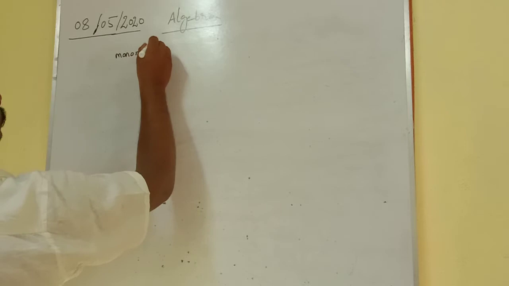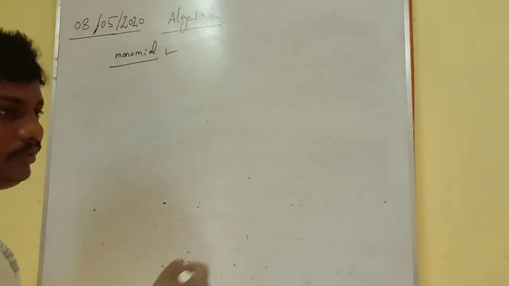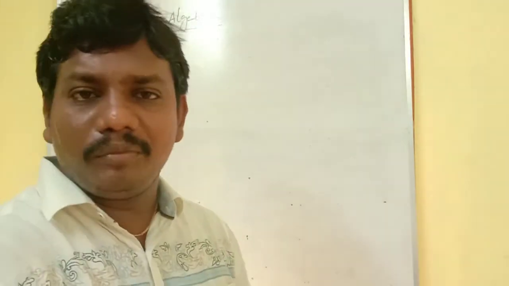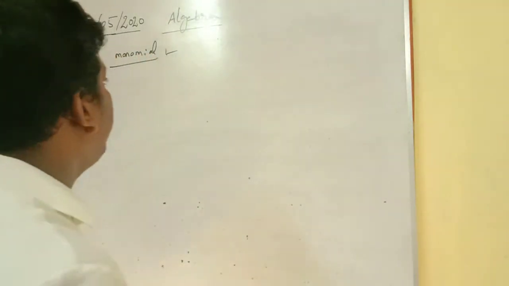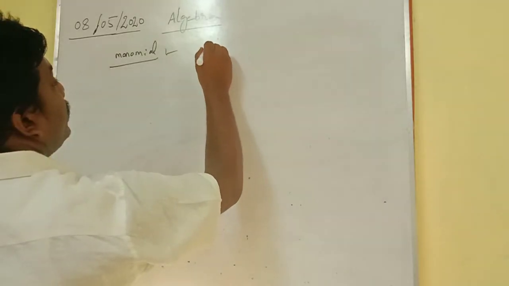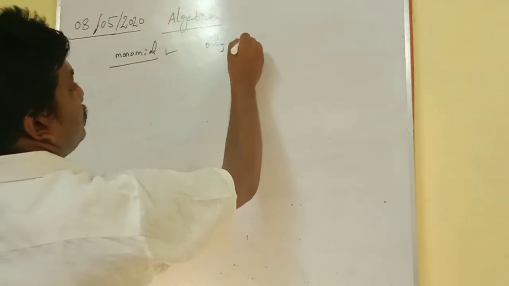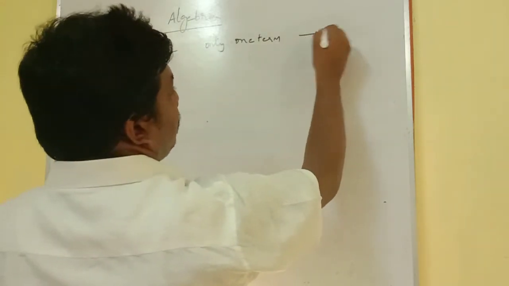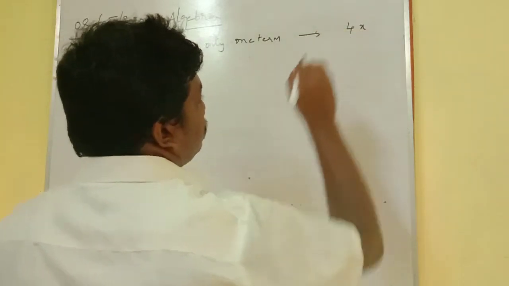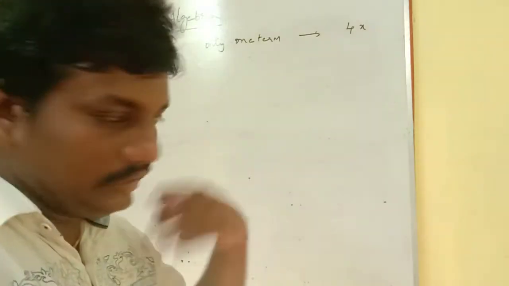Monomial. Poly means many terms, and mono means only one. A polynomial having only one term is called a monomial. Only one term. For example, suppose 4x. This is only one term.